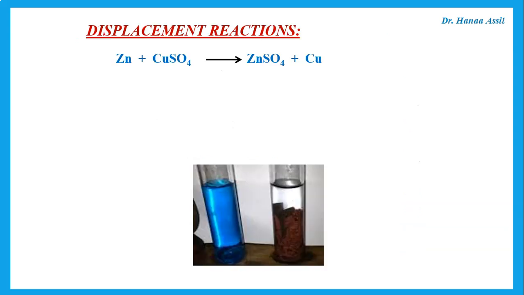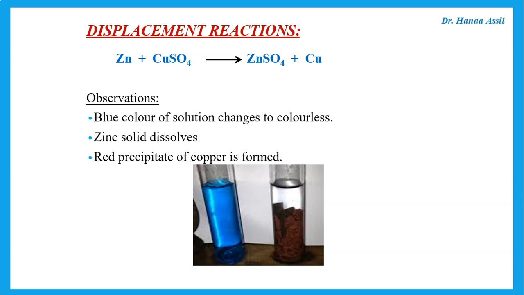Displacement reactions, we said a more reactive metal would displace a less reactive metal from its salt. So zinc, for example, would react with copper sulfate. Zinc is more reactive, it displaces the copper, so the blue color of the copper sulfate solution becomes colorless. The piece of zinc, the zinc solid, dissolves or disappears, and we get copper, so we see a red precipitate of copper.